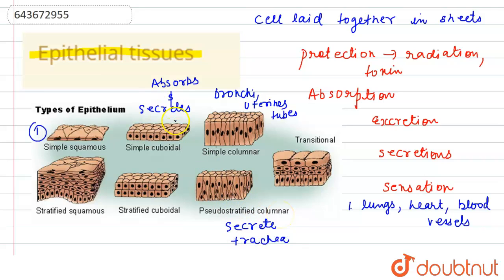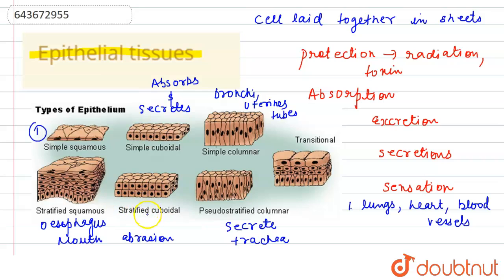Then we have the stratified squamous here, like this. We can see that a bunch of layers is present here, right? It is the one which is found in the esophagus. It is lining the esophagus here, the mouth and the vagina, right? And their role is to protect against abrasions, because we can see how thick they are, and they protect against abrasion, that means peeling here.